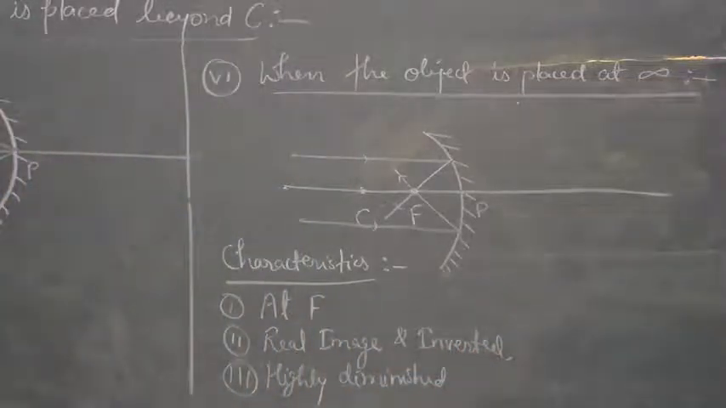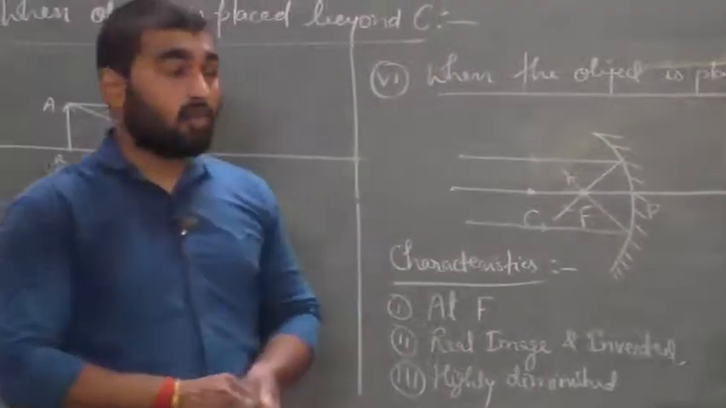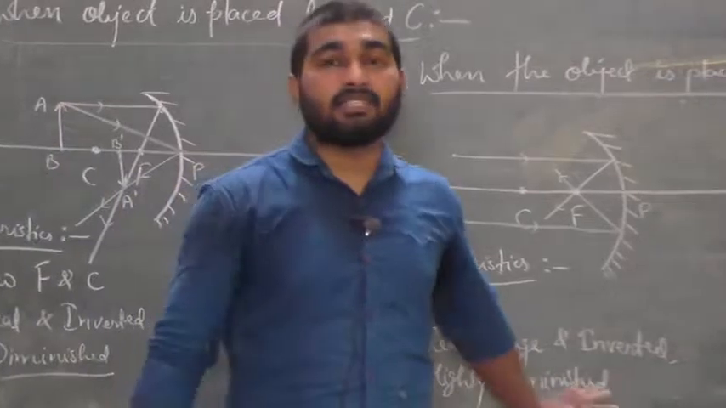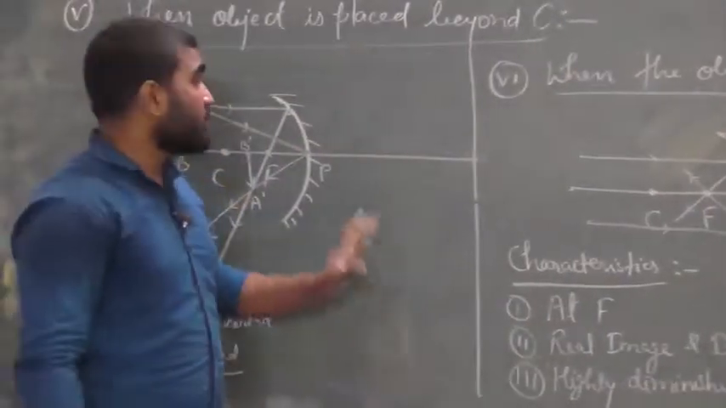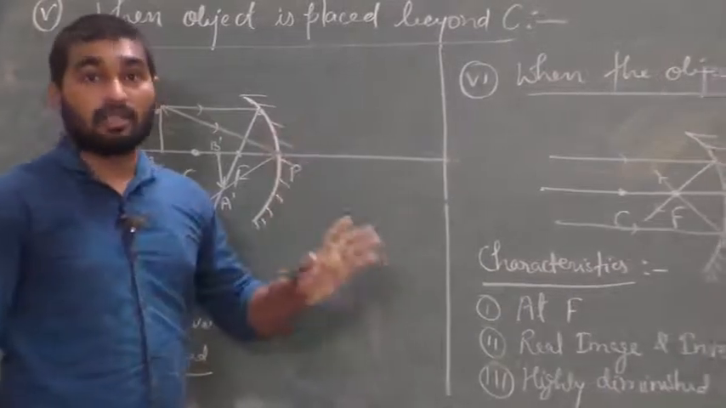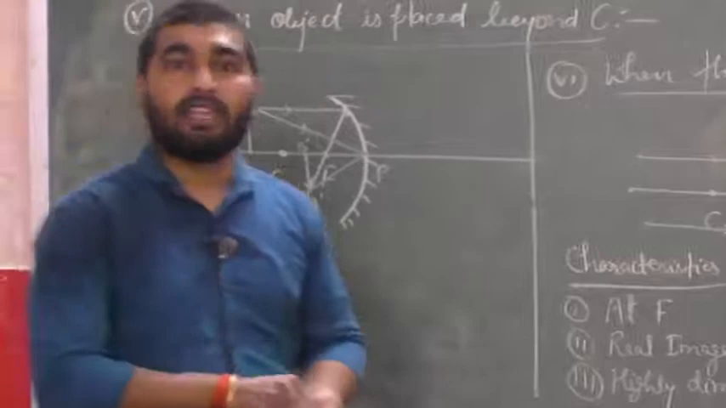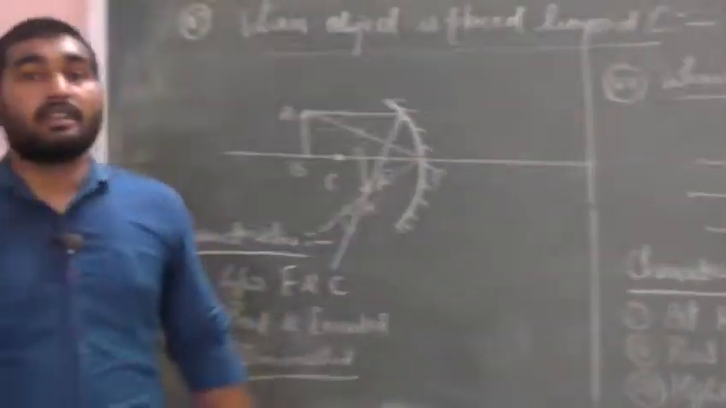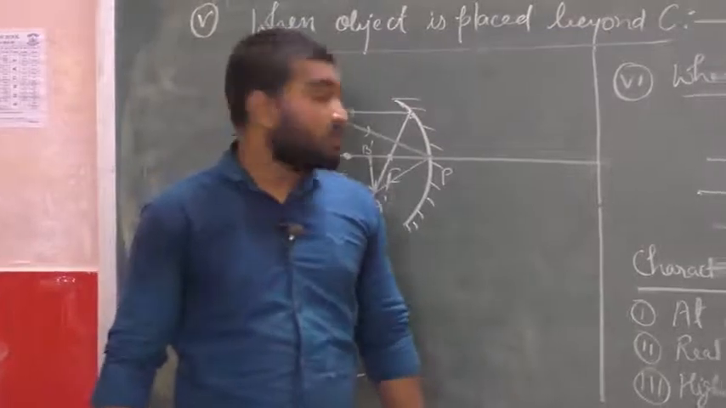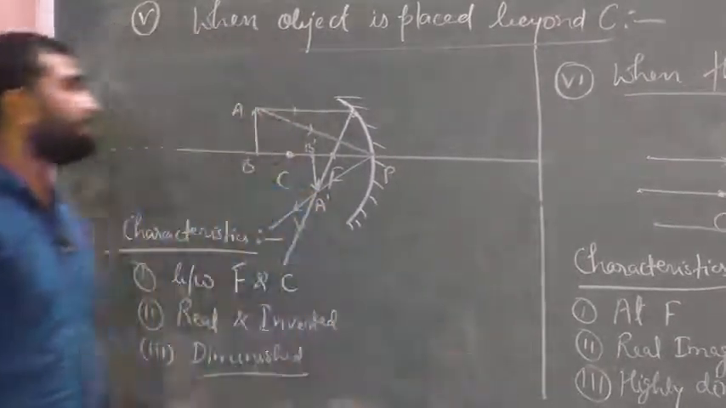So these 6 cases are of the concave mirror. Okay, image formation in a concave mirror. These cases are the most important cases of this chapter. One question must arise in your board examination from this topic, image formation in a concave mirror. So you must read it in a proper way. Now I am going to discuss the rules of image formation in a convex mirror. Before rubbing it, you can note it down.